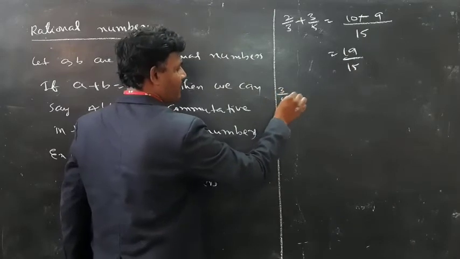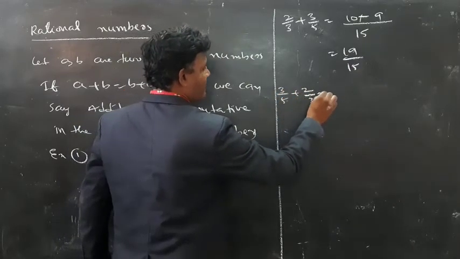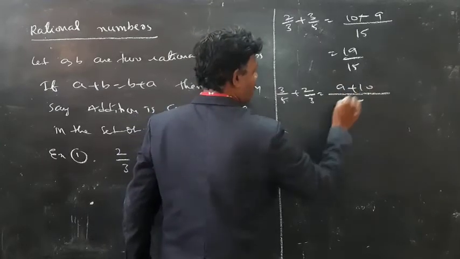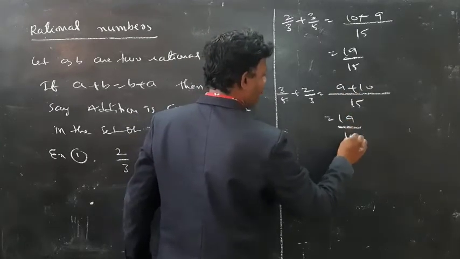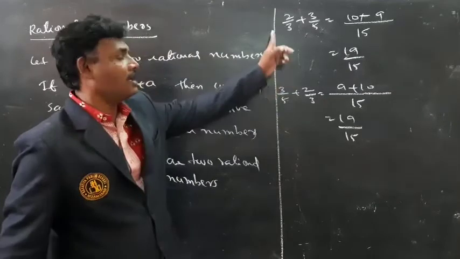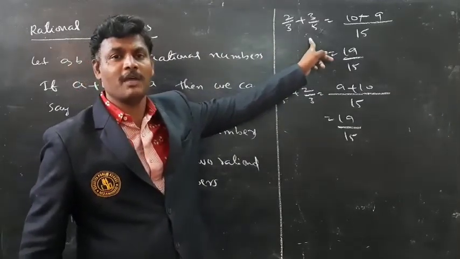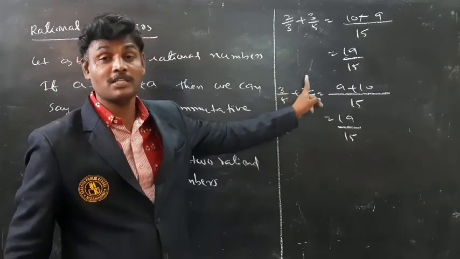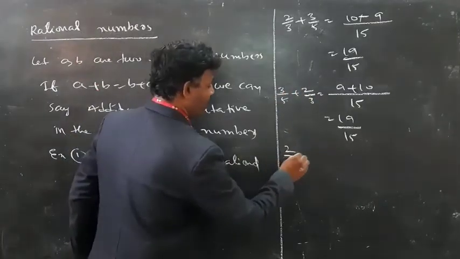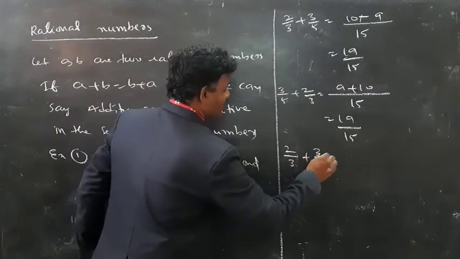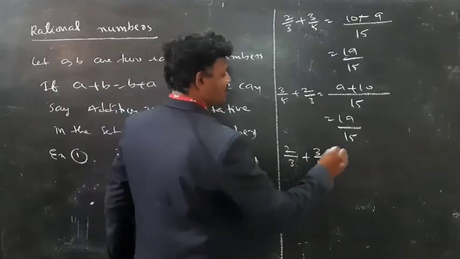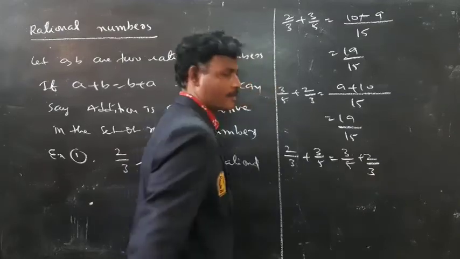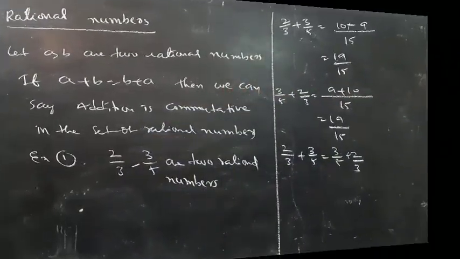Similarly, 3 by 5 plus 2 by 3. What is the LCM here? 15. 9 plus 10 is equal to 19 by 15. So here the result of 2 by 3 plus 3 by 5 is equal to the result of 3 by 5 plus 2 by 3. Here what we can write? 2 by 3 plus 3 by 5 is equal to 3 by 5 plus 2 by 3.